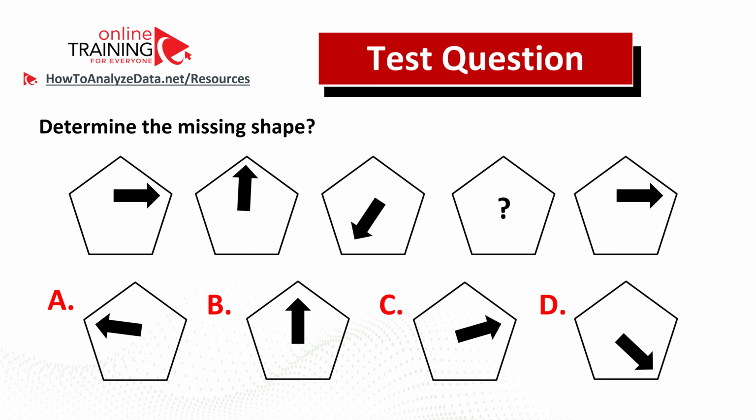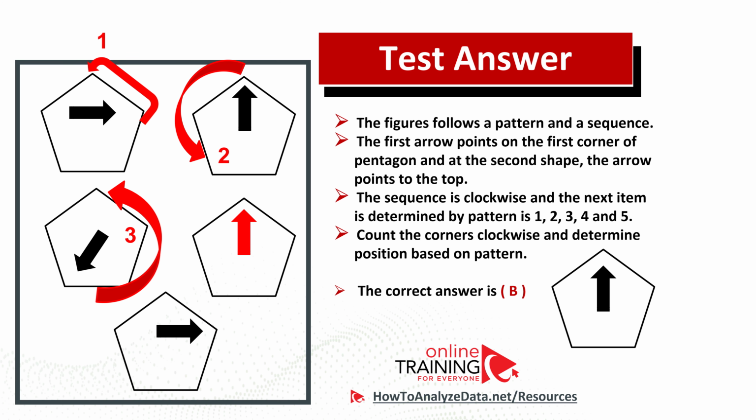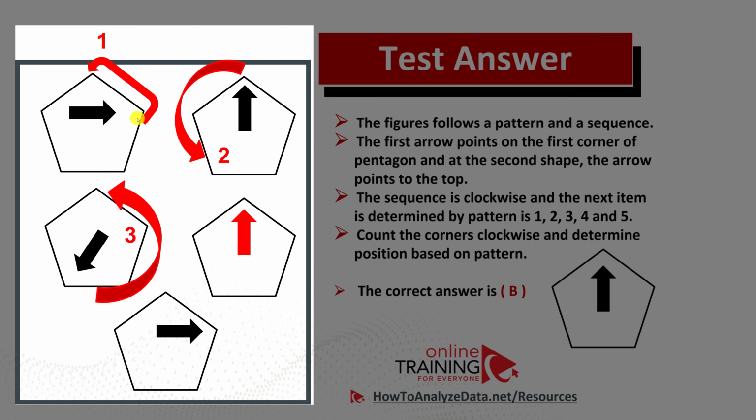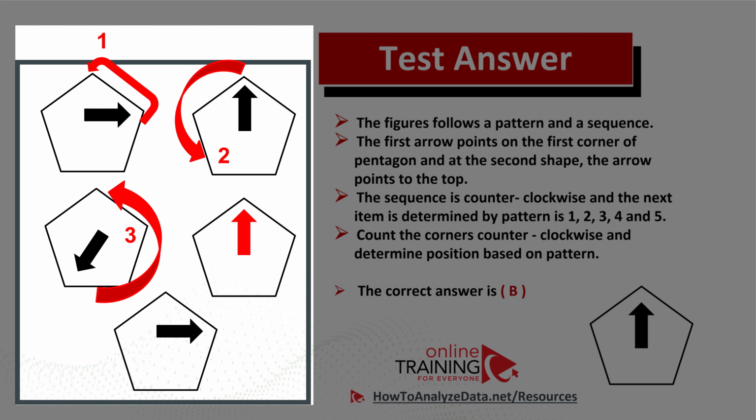Did you come up with the answer? Let's see if we can solve this challenge together. To solve pattern questions, you need to determine the sequence in the pattern. And in this particular one, we have a sequence of items moving counterclockwise. To determine the position of the next arrow, we need to determine the pattern.